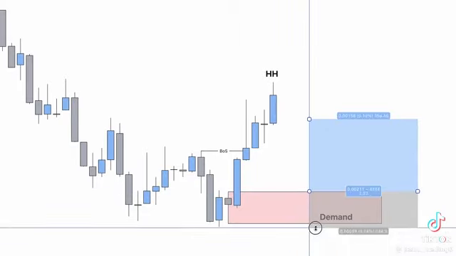Now, for a confirmation entry like this, one of the benefits we get is we can put our stop loss just directly underneath the low.